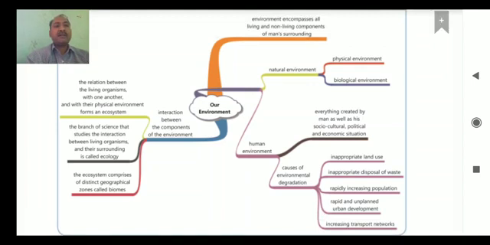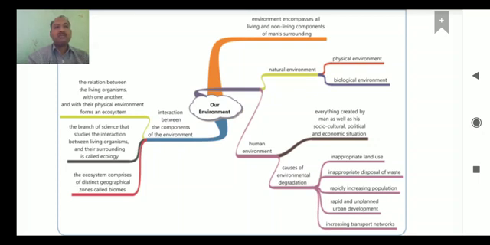Next, rapid and unplanned urban development. As you know, population has been increasing, so it is the responsibility of the government to provide residences and other facilities to the people. If it is not done properly, definitely it will create a burden on the environment, because everything is thrown everywhere, and we will face a problem. This is the thing mentioned here.